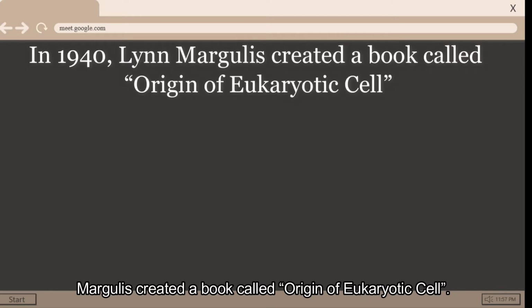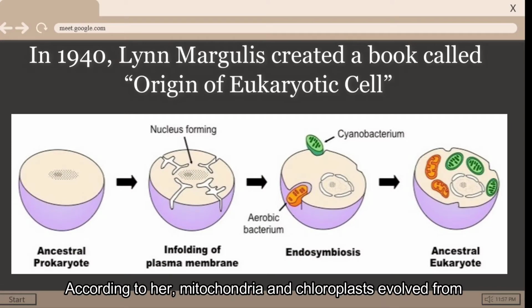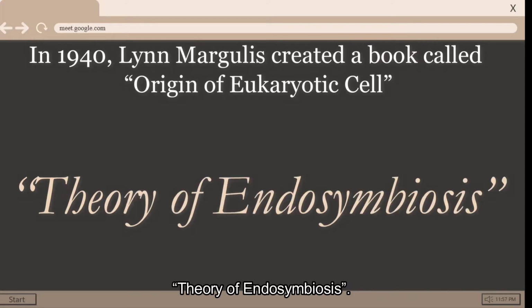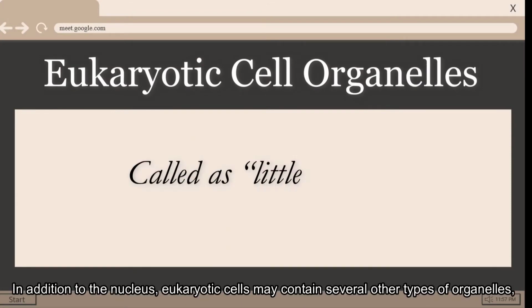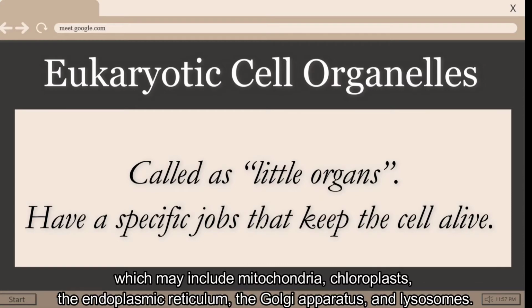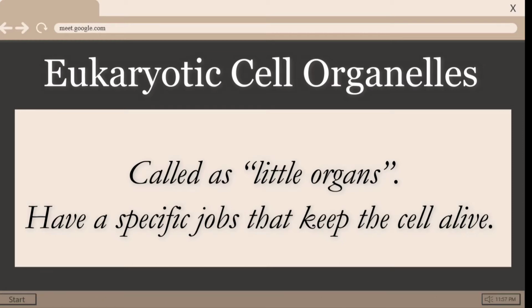Margulis wrote a book called The Origin of Eukaryotic Cells. According to her, mitochondria and chloroplasts evolved from ancient bacteria that were ingested by primitive nucleated cells, called the theory of endosymbiosis. Eukaryotic cell organelles are also called little organs. In addition to the nucleus, eukaryotic cells may contain several other types of organelles, which may include mitochondria, chloroplasts, the endoplasmic reticulum, the Golgi apparatus, and the lysosomes. Each of these organelles performs a specific function critical to the cell's survival.